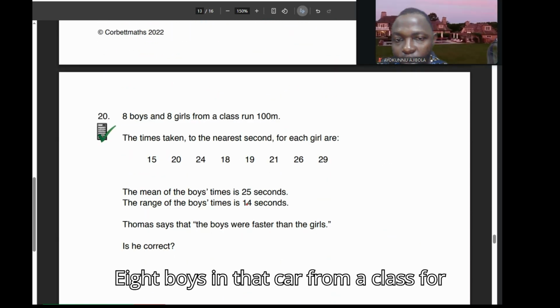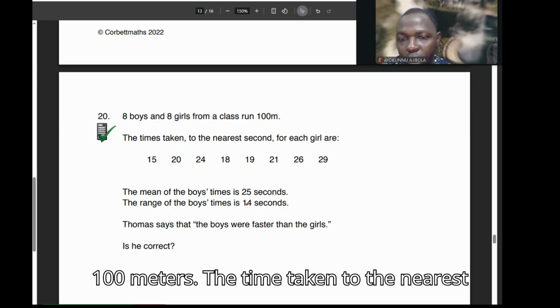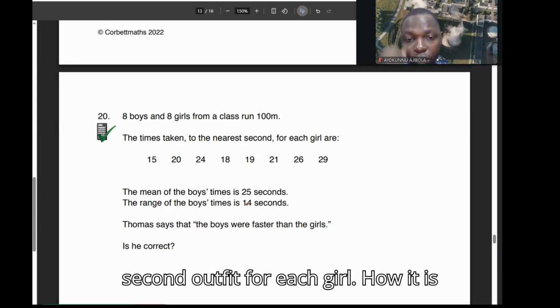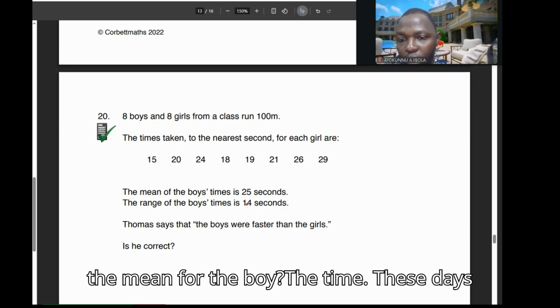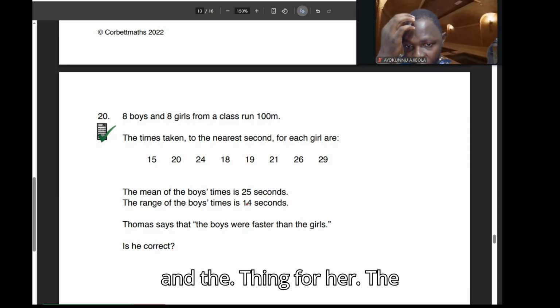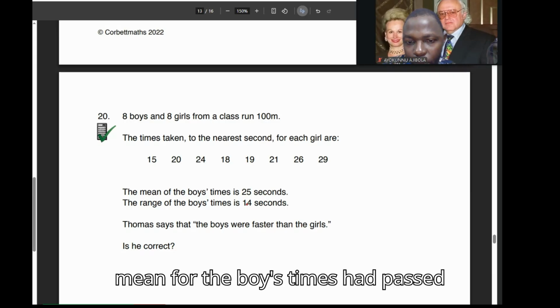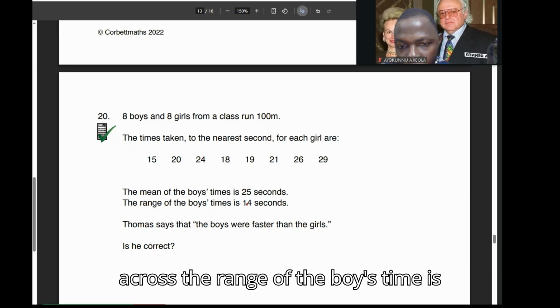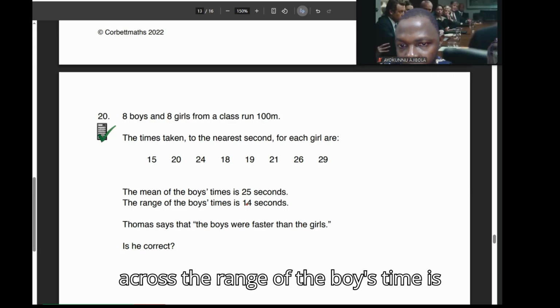8 boys and 8 girls from a class run 100 meters. The times taken to the nearest second for each girl are these. The mean for the boys' time is 25 seconds. The range of the boys' time is 14 seconds.